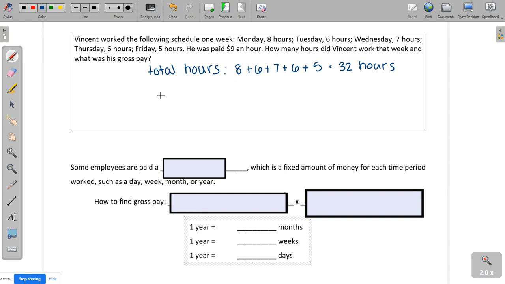Now we're going to take his hourly rate, which is $9, and multiply it by our 32 hours. When we multiply that out, we should get $288.